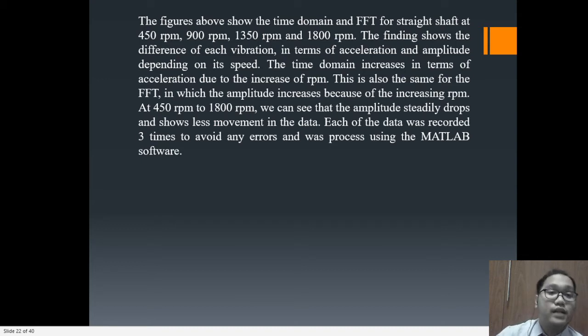the finding shows the difference of each vibration in terms of acceleration and amplitude, depending on its speed. The time domain increases in terms of acceleration due to the increase of RPM. This is also the same for the FFT, in which the amplitude increases because of the increasing of RPM. At 450 to 1800 RPM, we can see that the amplitude steadily drops and shows less movement in each of the data. Each of the data was recorded 3 times to avoid any errors and was processed using the MATLAB software.